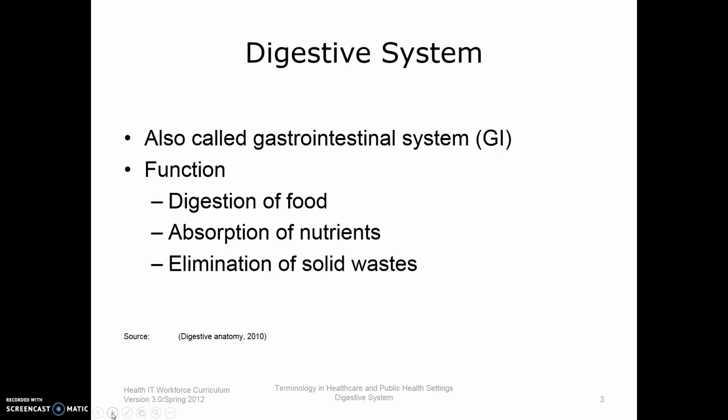The digestive system is also called the gastrointestinal or GI system. Its main functions deal with the digestion of food, the absorption of nutrients, and the elimination of solid wastes. Solid wastes are primarily made up of undigested materials.